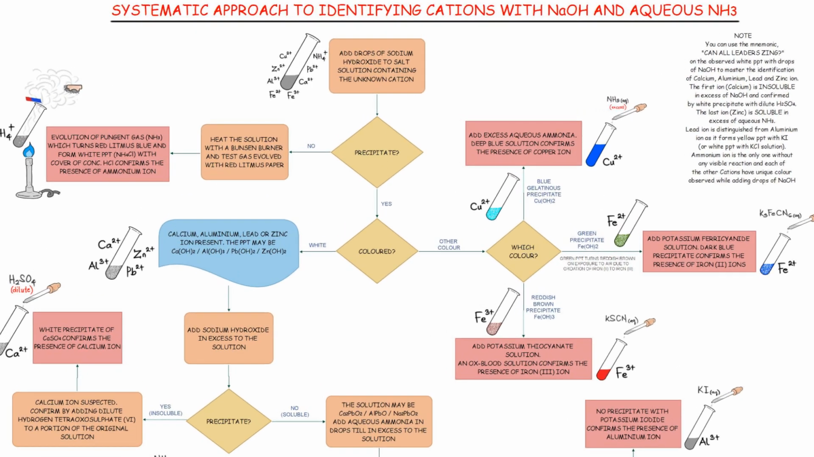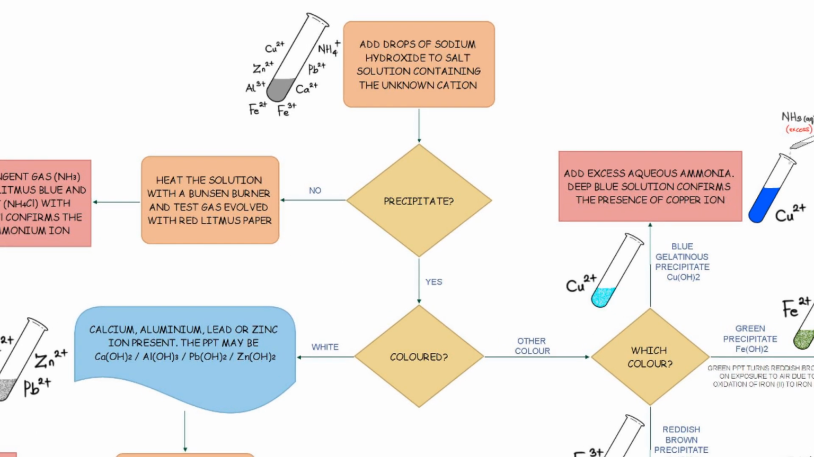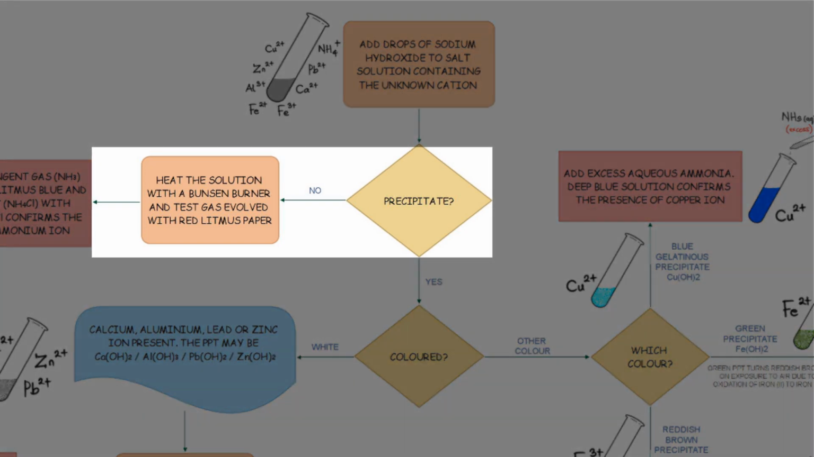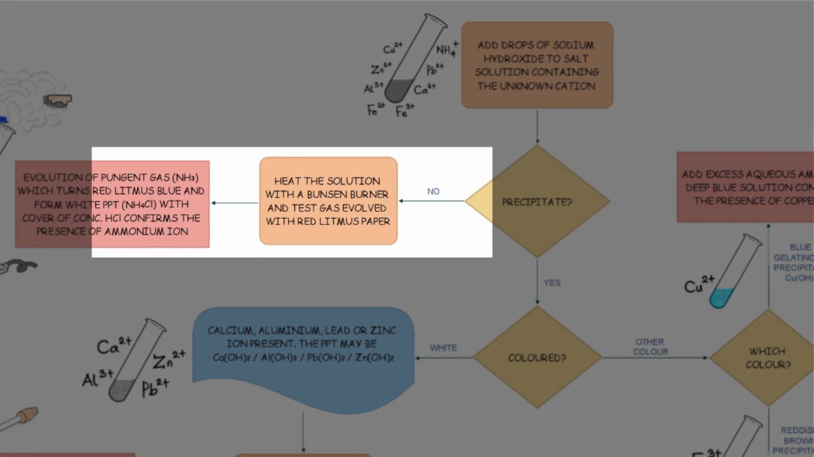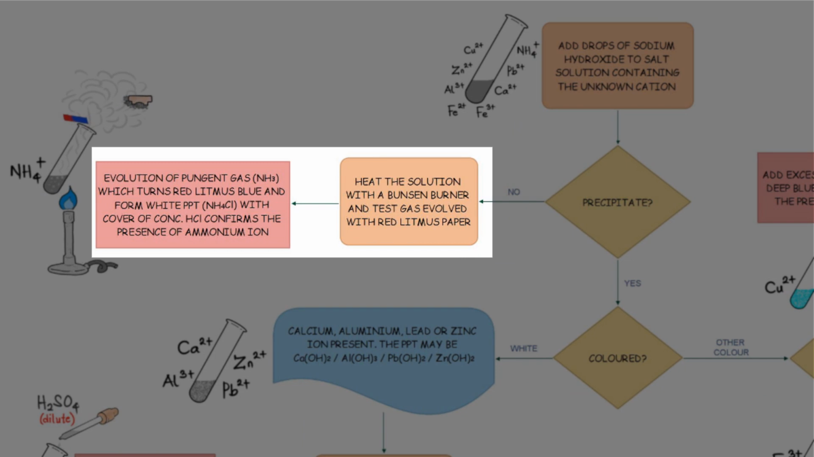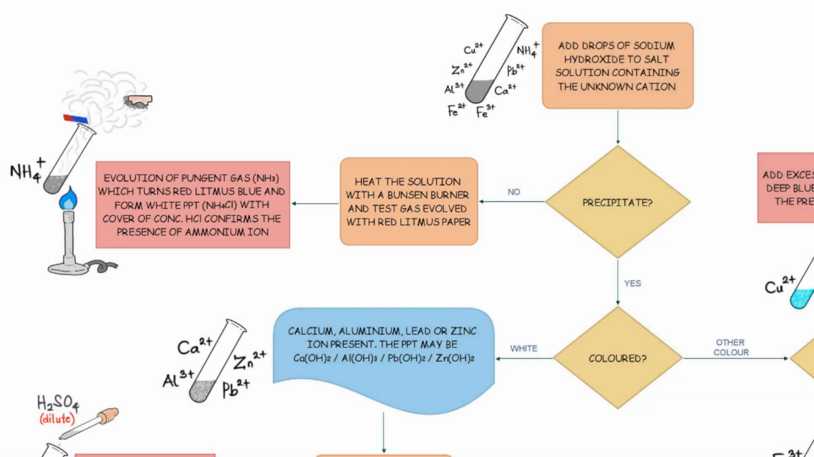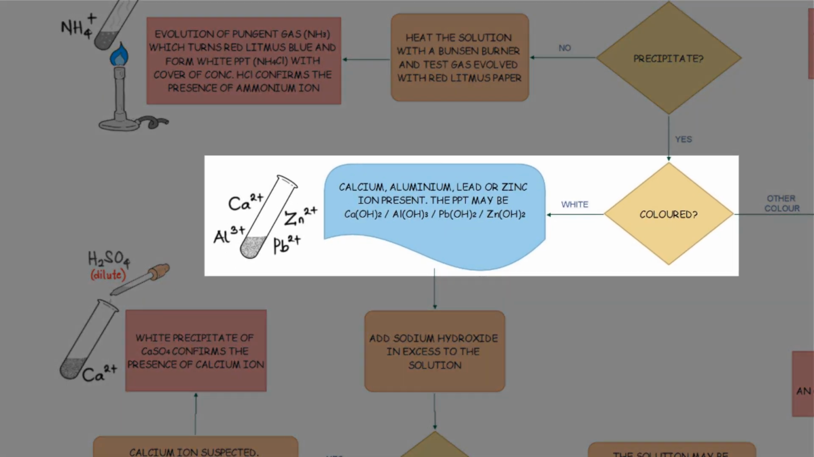A unique thing that we need to note is that we have three cases. Either there is no precipitate at all, which is the case in which we are suspecting ammonium ion. And what we need to do is bring a Bunsen burner, heat the solution, and test with red litmus paper. If that is turning blue, we know that that is ammonia gas, which is confirming the presence of ammonium ion. However, if there is a white precipitate, we have four situations.